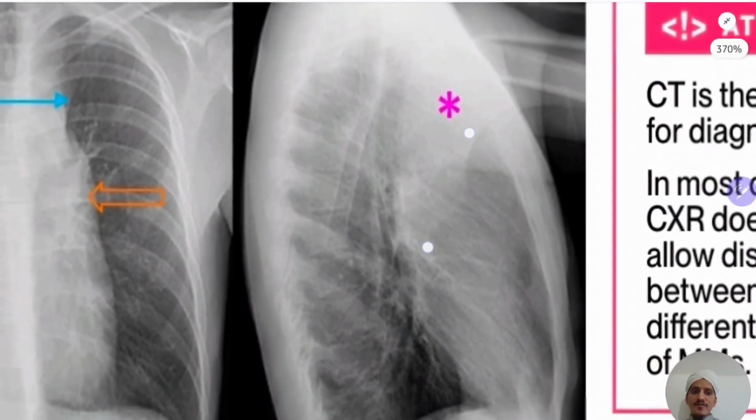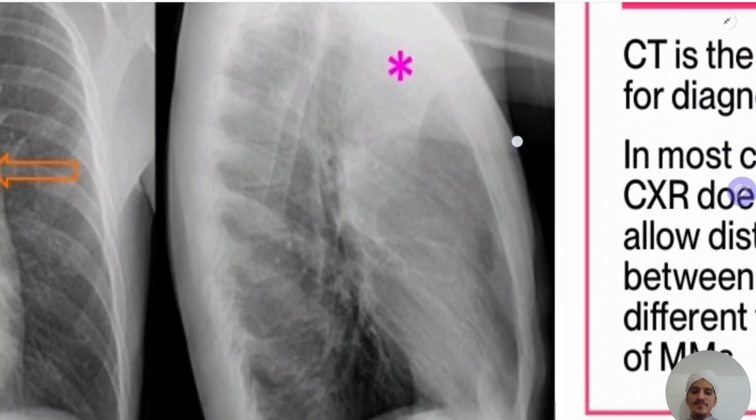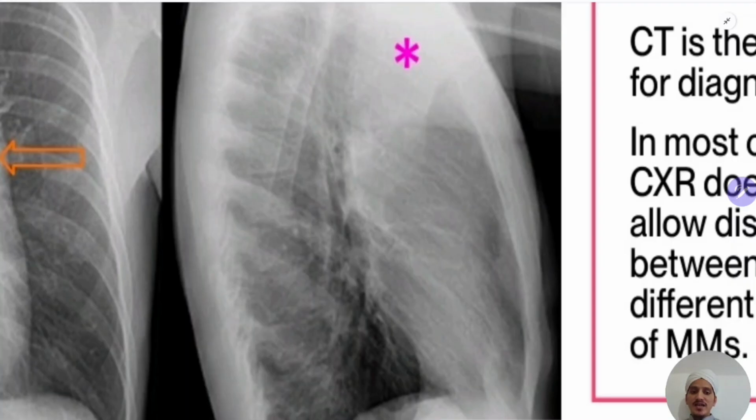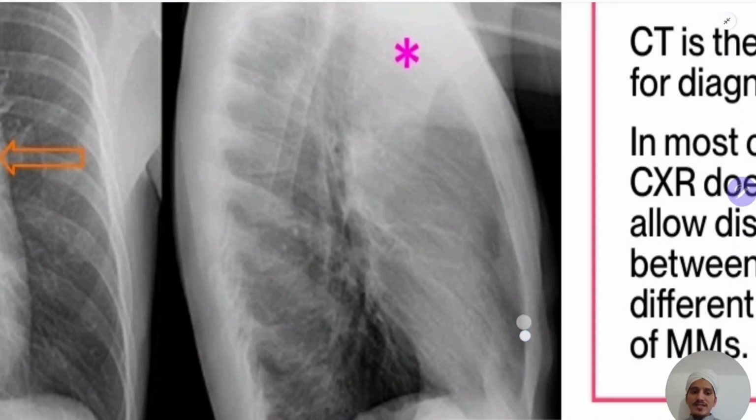So the important sign of anterior mediastinal mass is the retrosternal space will be obliterated, as you can see here, and the cardiophrenic angle will be obliterated. Both you are able to see here. See, this is the retrosternal space, and the cardiophrenic angle also is obliterated. That means the mass is in the anterior mediastinum. So anterior mediastinal mass is the diagnosis. Okay, so let's see the CT scan of that.